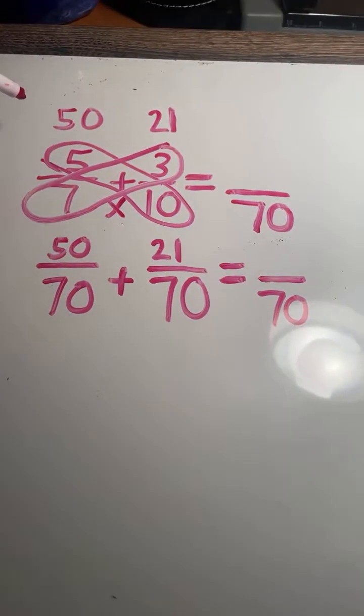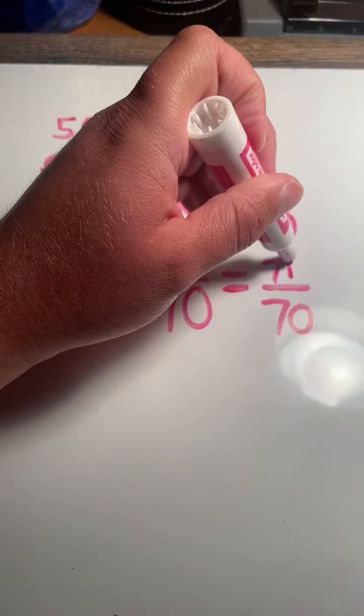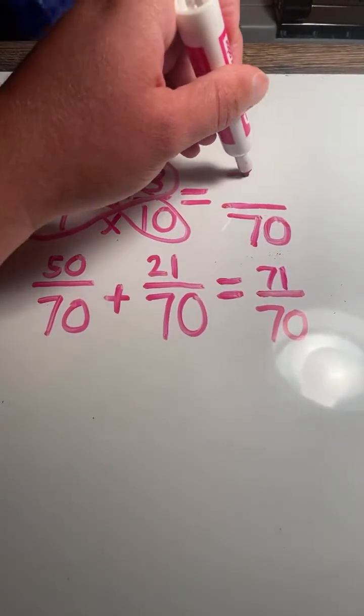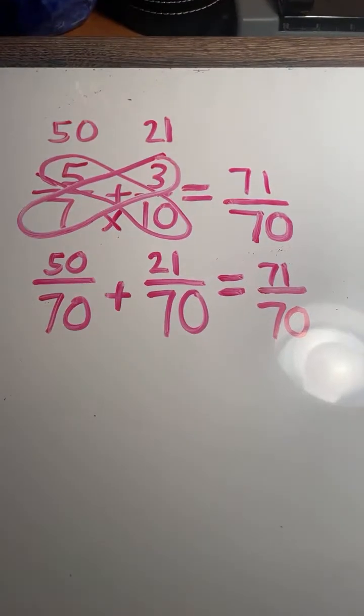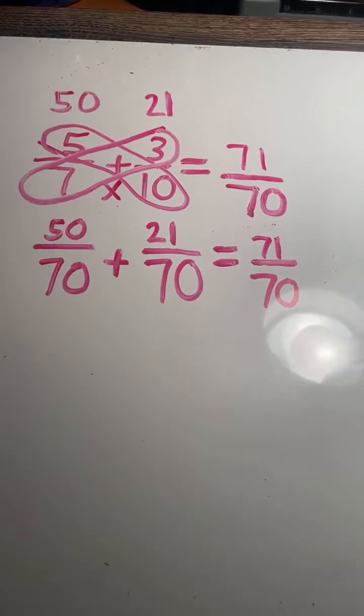So 50 plus 21 equals 71. So we have our final answer. 5/7 plus 3/10 equals 71/70.